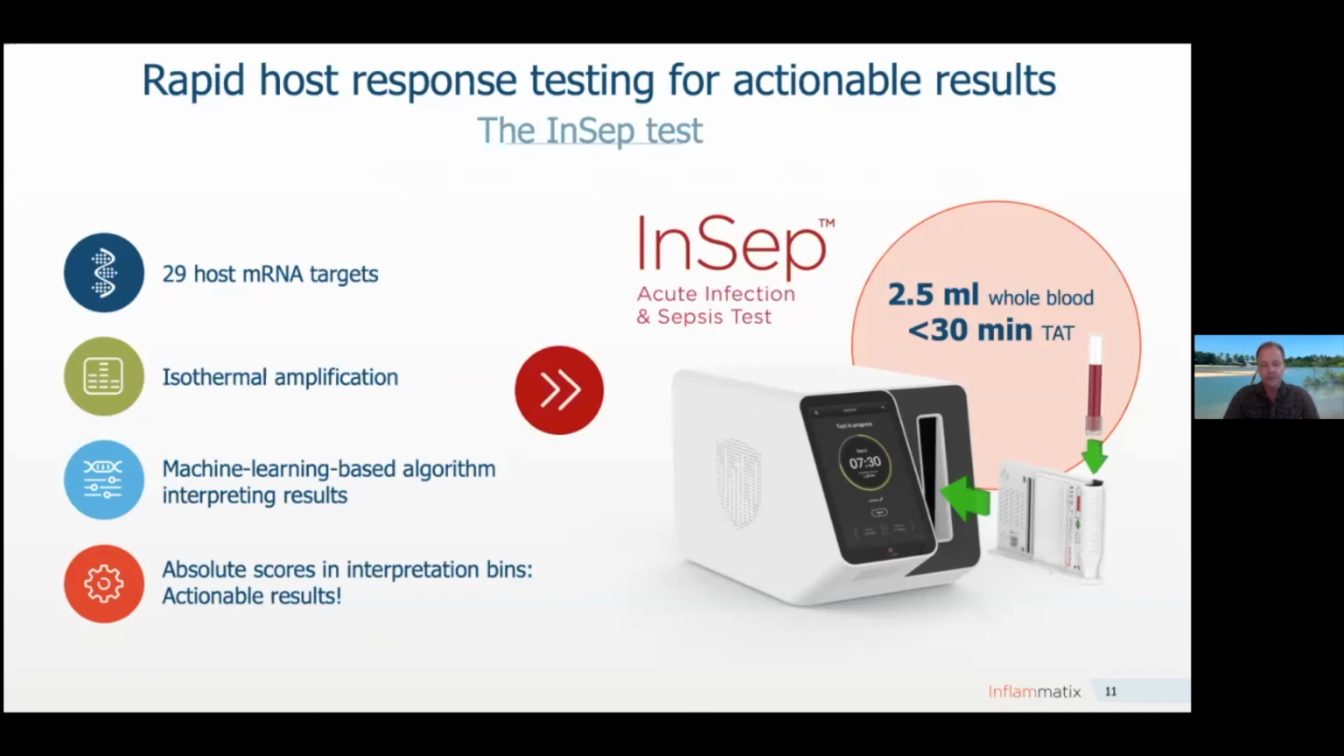A machine learning based algorithm is then interpreting the results, and you are seeing the absolute scores that fall into the distinct interpretation bins I've just shared with you for actionable results. The test and instrument itself provide the results based on 2.5 ml of blood with a turnaround time of less than 30 minutes. So it is point of care-able.